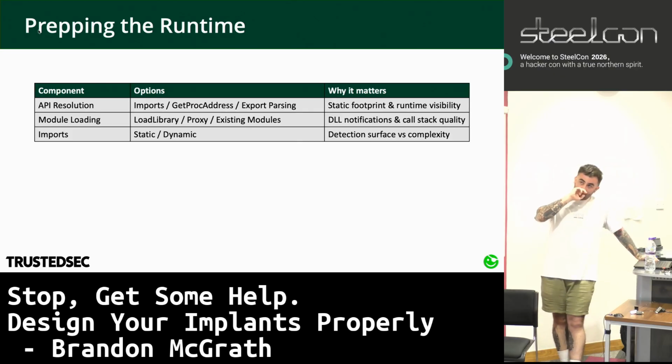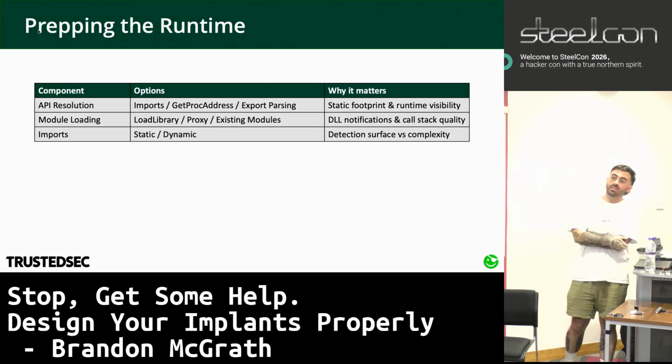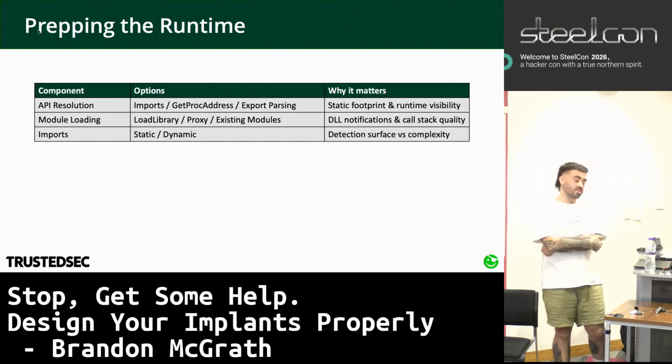But there are three categories here. There's API resolution. There are three ways to do it. There's probably more than three, but there are three main ones that you'll see. Just straight up importing it as is, you can use the GetProcAddress approach, or you can do the export parsing.